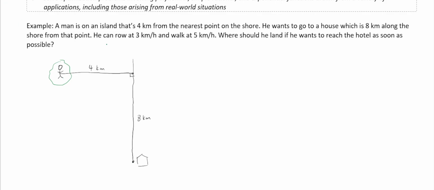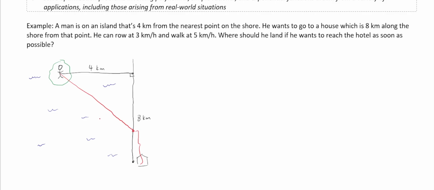Okay. So ideally, what makes this an optimization problem is that he is going to go to some point on the shore and then he's going to walk the rest of the way. Okay. So we're going to try and optimize that. All right. And so just for context, this is just water all along here.